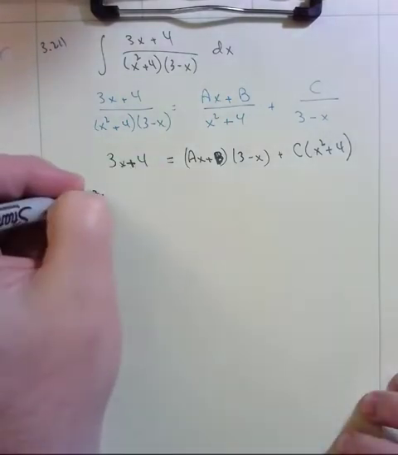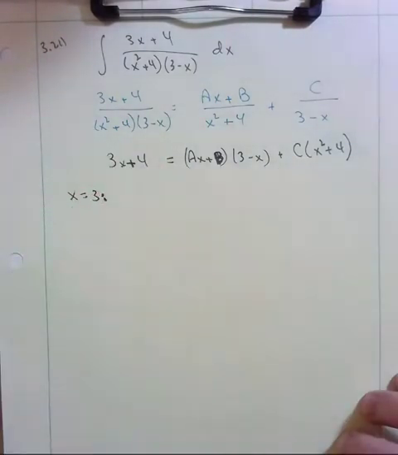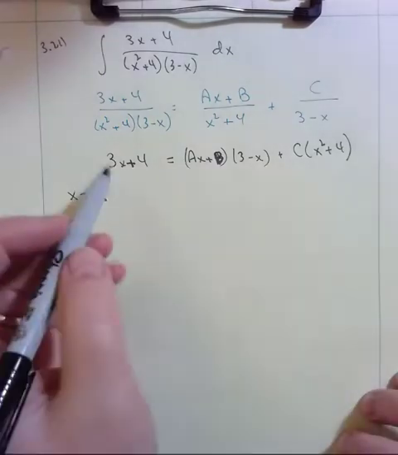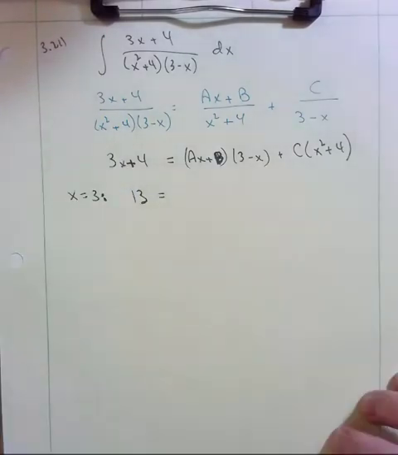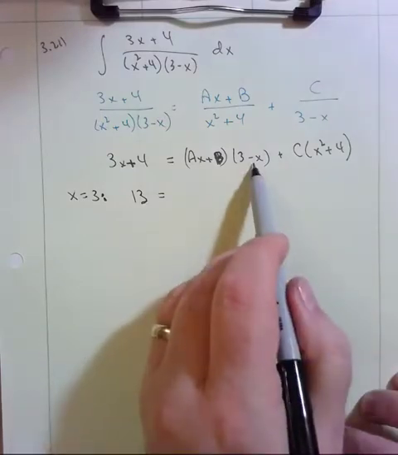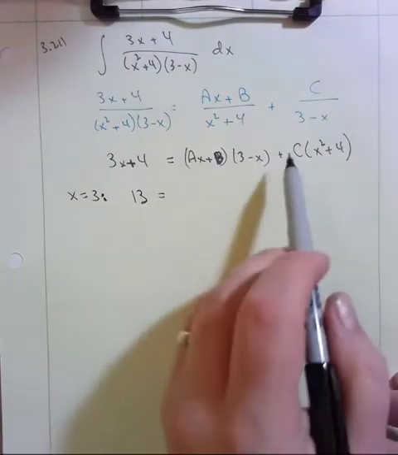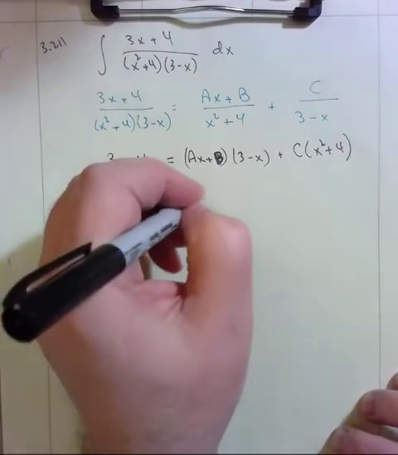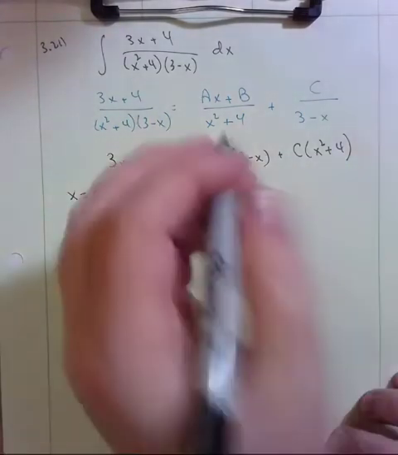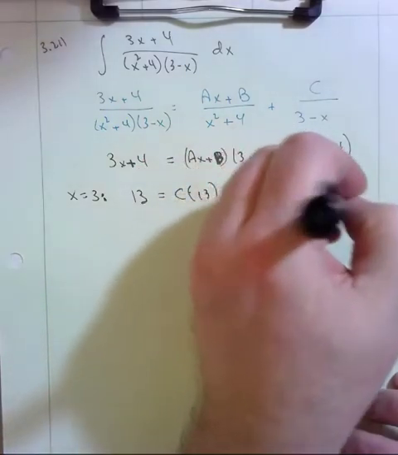For example, if I were to say, hey equation, what do you look like when x is equal to 3? Well, this left-hand side is 3 times 3 plus 4, 13. When x is 3, the 3 minus x is 0, so this whole term is gone. And when x is 3, we have 9 plus 4 again. And we end up with this. That tells us that c has to be 1.